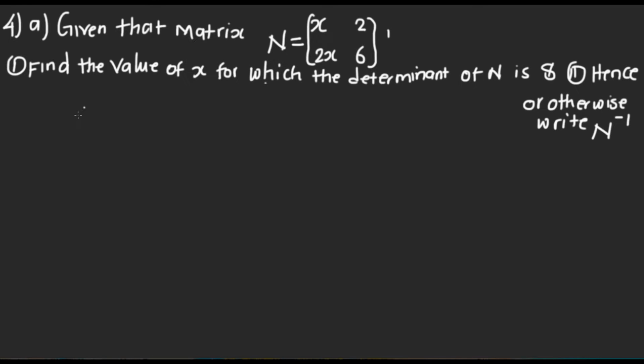Welcome guys, we have question 4 from math paper 2 for the year 2022 for the GCE. This is a continuation, so we did 1 up to 3. For A, given that matrix N is equal to x, 2 times x, 2, 6. For Roman number 1, find the value of x for which the determinant of N is 8. So for us to get the determinant of 8, what could be the value of x?